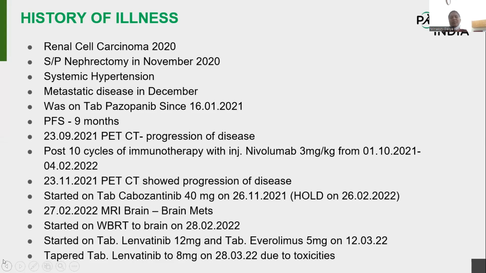But with lenvatinib and everolimus, he had so many toxicities, because everolimus tends to cause fever, loose stool and all. So that's why we decreased the dose to 8 mg. After that, the patient again started showing symptoms, and it was a clinical progression. Then we put the patient on best supportive care.